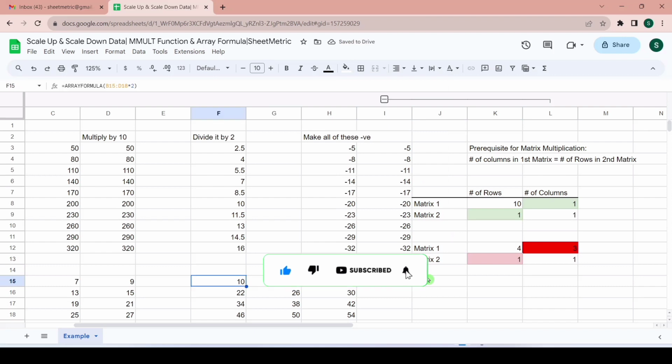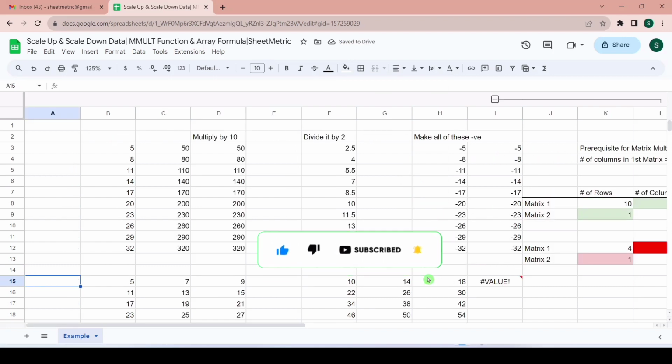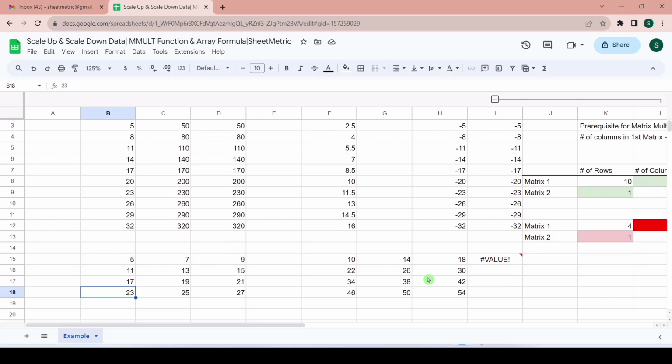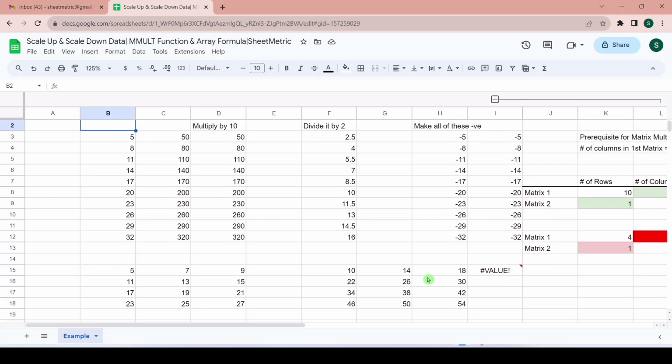So in these situations, we can directly write the ARRAYFORMULA to scale up or scale down the tables. The purpose of this video was to scale up and scale down data with the help of the MMULT or ARRAYFORMULA function. Hope this has been useful.